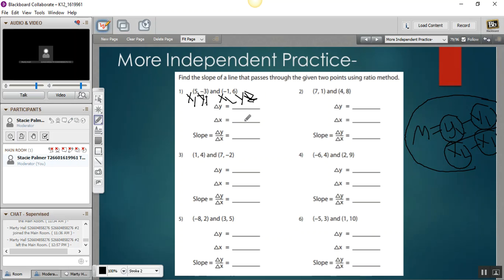Okay, so here we go. We're going to plug into this formula, which says we take the y of the second point, which in this case, is a 6. We subtract the y of our first point, which in this case is a negative 3. That's the top number of our fraction, okay? And then we take the x of our second point, which is negative 1. We subtract the x of our first point, which is 5, and now we simplify.